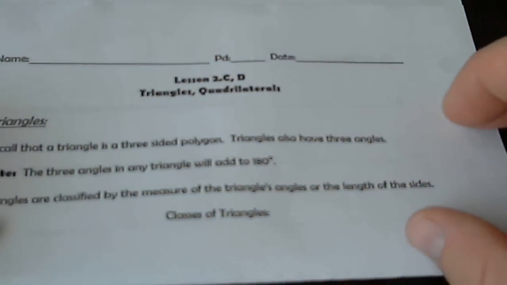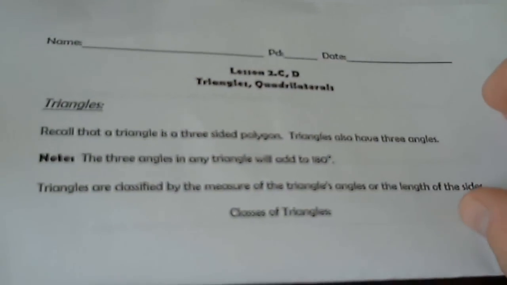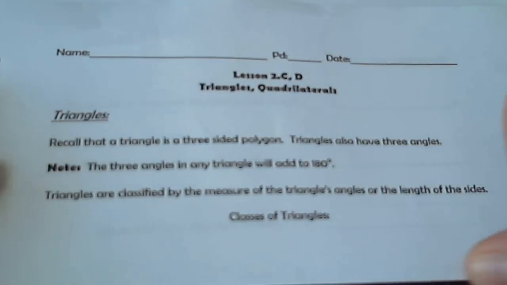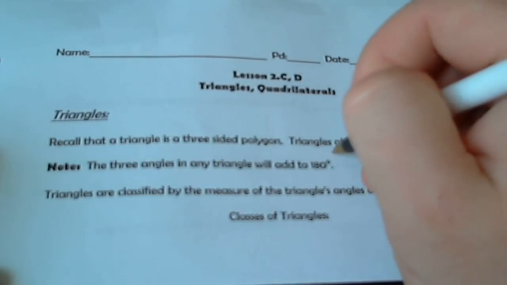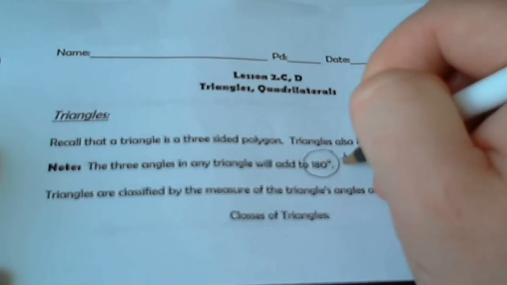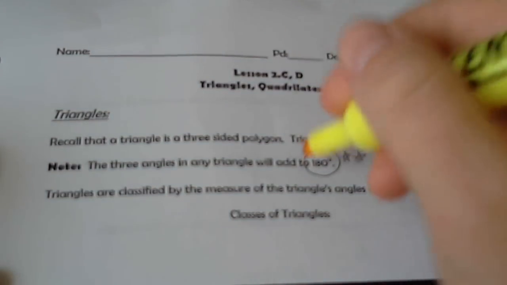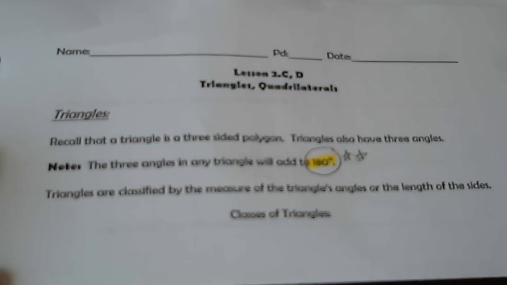Okay, let's move on to page 2 for this lesson. In order to complete this, you will need the sheet that says Lesson 2, C and D, triangles and quadrilaterals. Remember that the three angles in any triangle will add up to 180 degrees. You might want to circle that, put a couple stars next to it, and maybe even highlight it if you can, because that's pretty important.